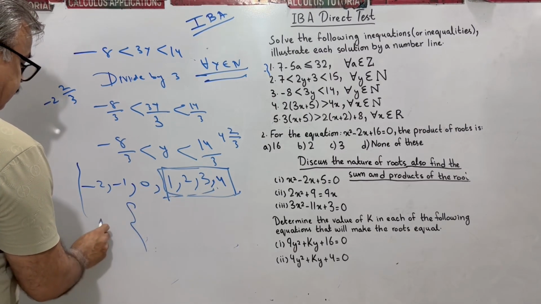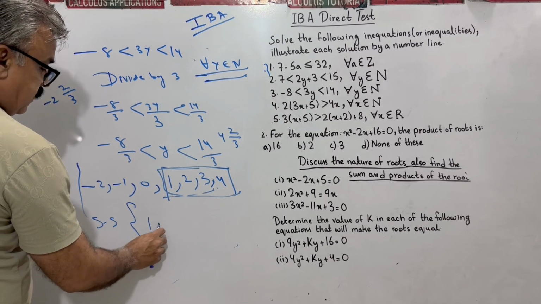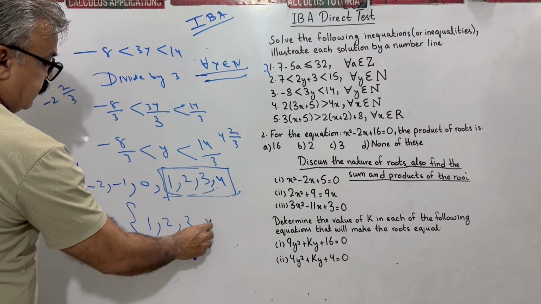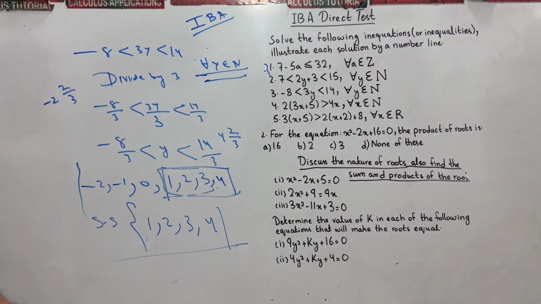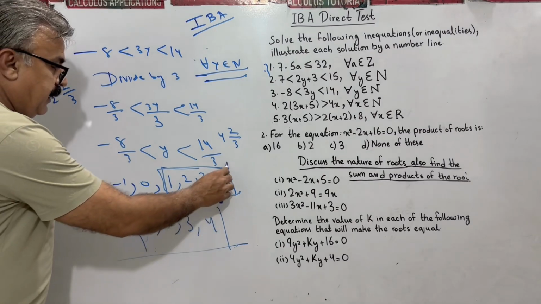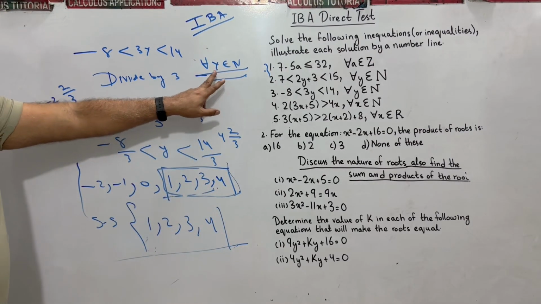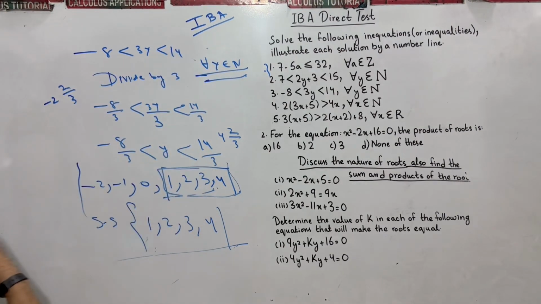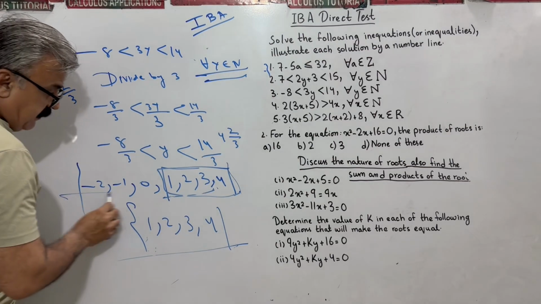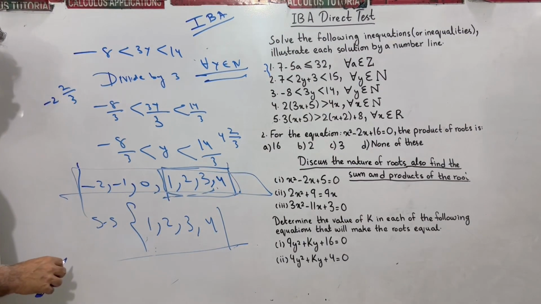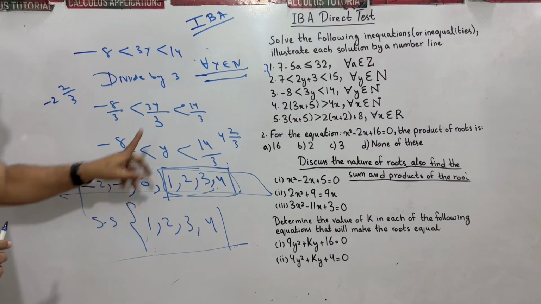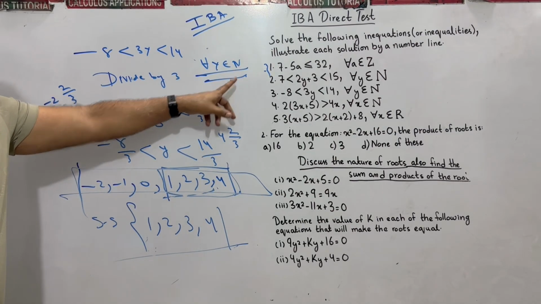So our solution set in that case is 1, 2, 3 and 4. If we had been asked y belongs to integers, then I would have taken all these things. But we have been restricted, we have to take natural numbers.